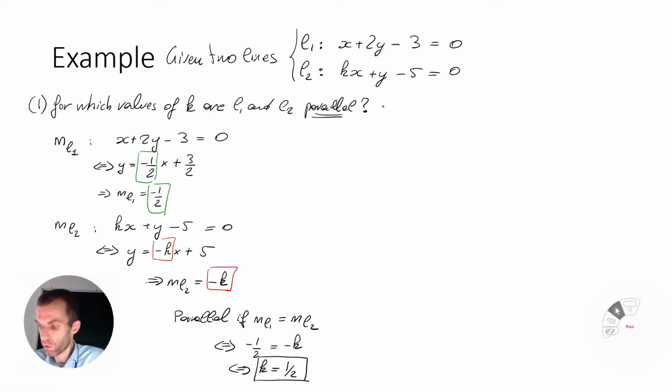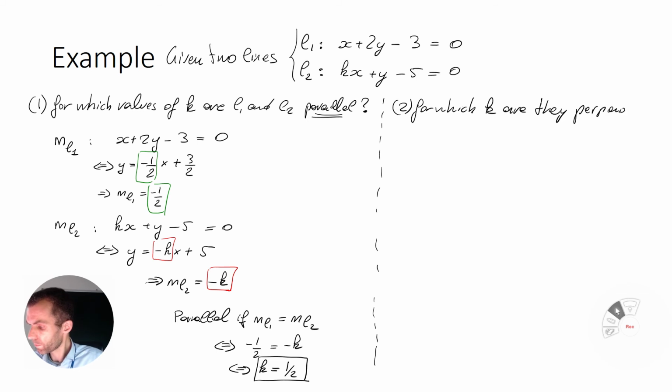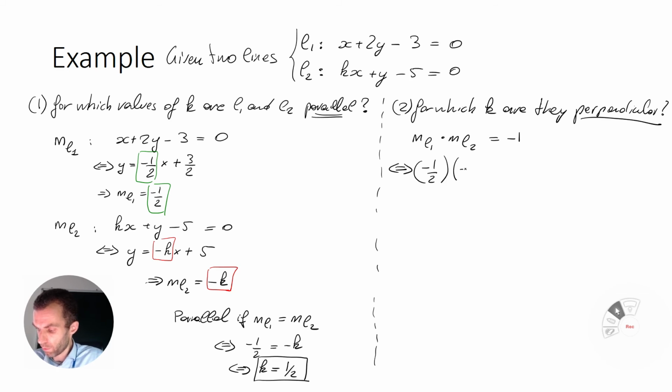And now let's do another example here. So for which values of k are they perpendicular? So in that case, the slopes have to multiply to minus 1. And we already have the values of the slopes, so we know minus 1 times minus k has to be equal to minus 1. And from that, if we clear that out, we get that k is equal to minus 2.